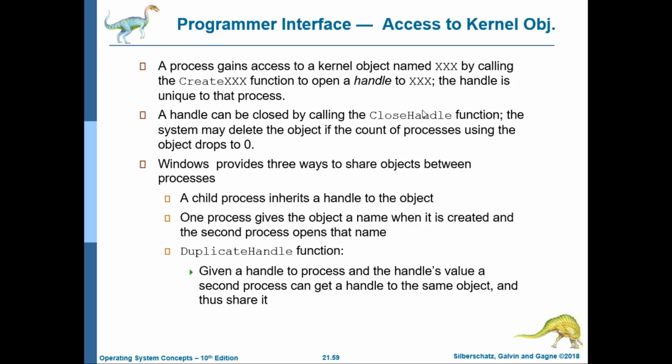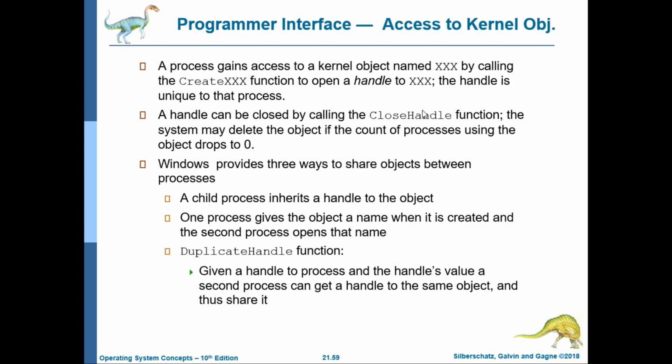So next we have the programmer interface. How to access a kernel object? A process gains access to a kernel object named, for example, XXX by calling the CreateXXX function to open a handle to XXX. The handle is unique to that process. A handle can be closed by calling the CloseHandle function. The system may delete the object if the count of processes using the object drops to zero.